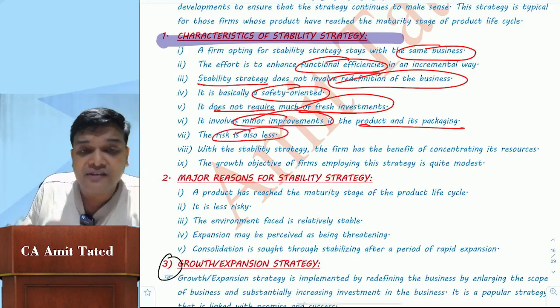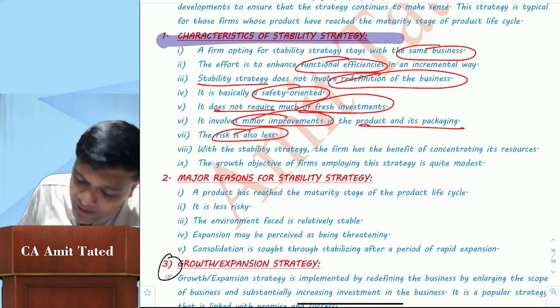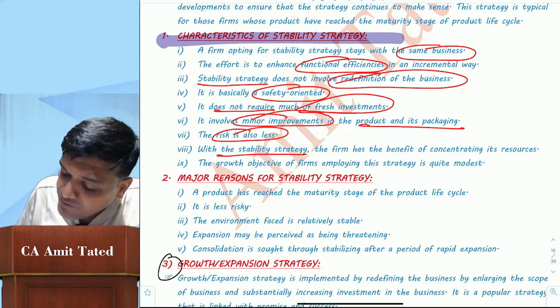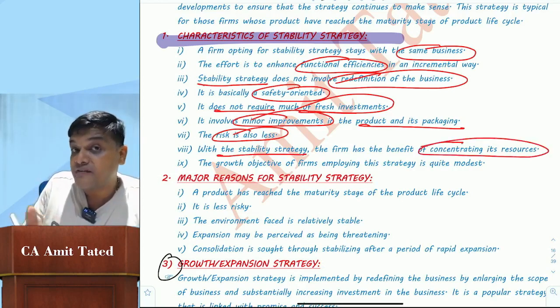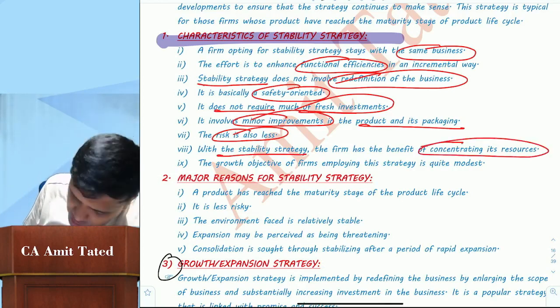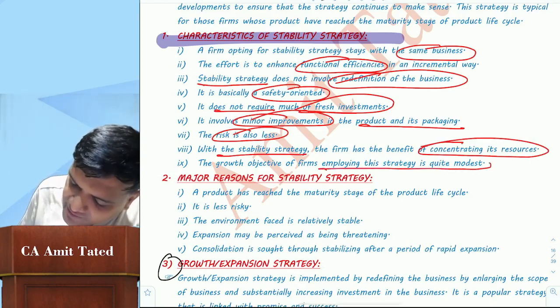Next point, the risk is very less. The reason is simple, there are no failure chances. With the stability strategy, the firm can have the benefit of concentrating its resources. I told you, they are saving resources, they are saving on cost. And most important, the growth objective of a firm employing this strategy is quite modest.